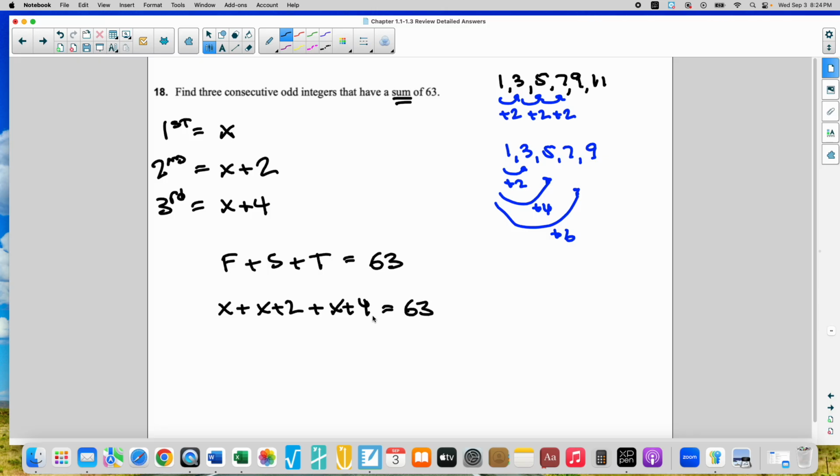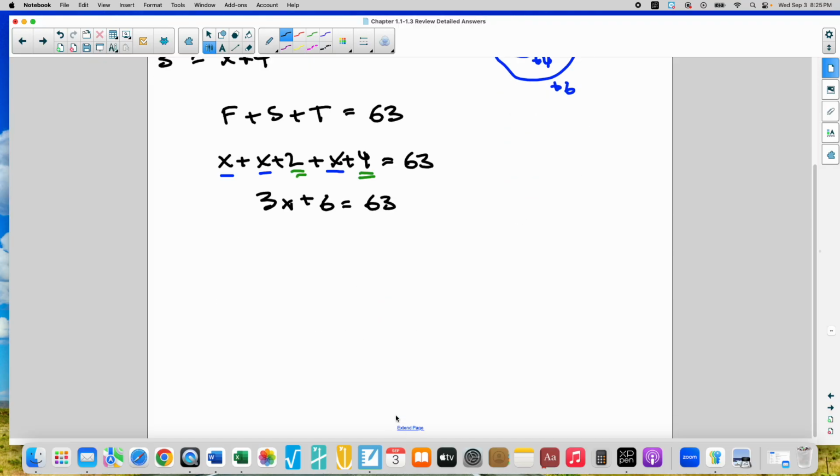Should equal 63. Let's combine like terms. That gives me 3x plus 6 equals 63. Very important. You will see this question on placement tests. It is a very typical problem that they will ask you.